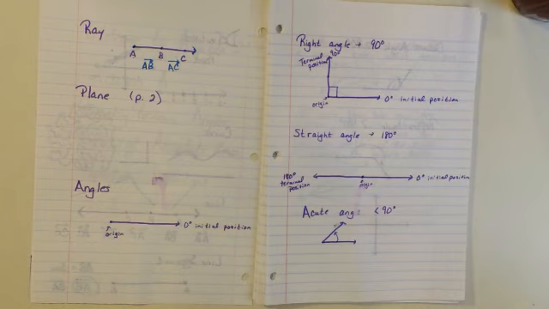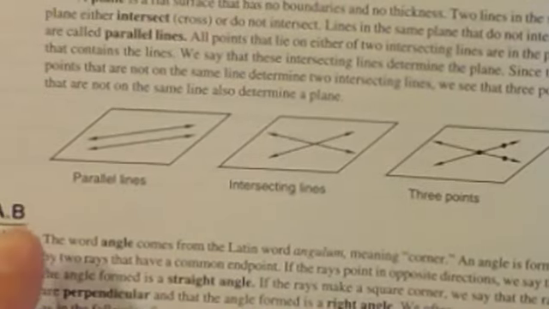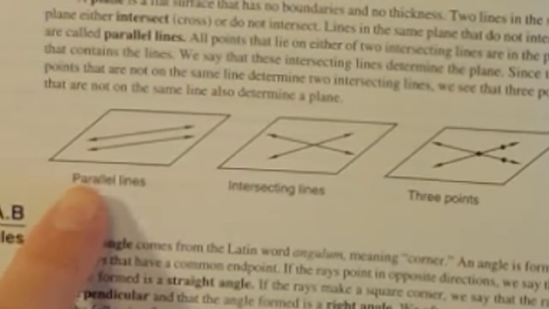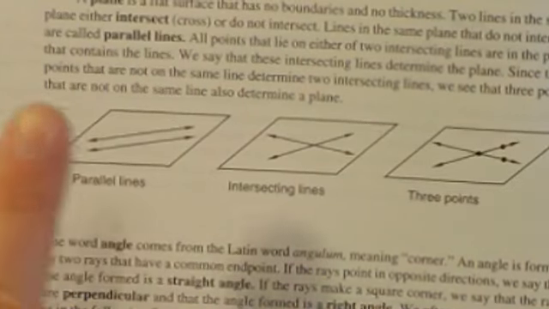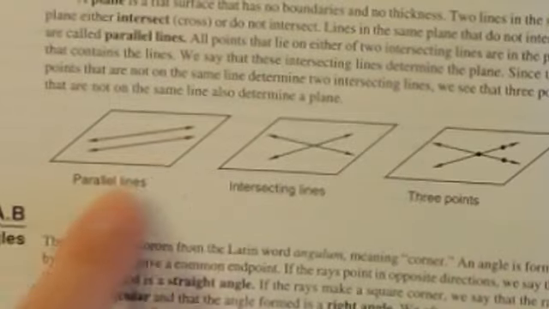Let's look at page 2 in your book. Okay, so right here we have pictures of 3 planes. We can consider a piece of paper a plane. It's a flat surface where we are not considering how high it is. So we have length and we have width.